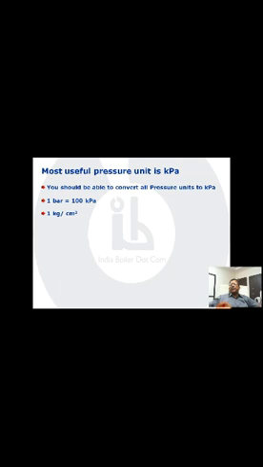We know that multiplying it with 0.981 is going to give me bar. And if I get 1 bar, then multiplied by 100 will give me kilopascal. So 1 kg per centimeter square will be 1 into 0.981 into 100 kilopascal. If I take mmHg, how do I convert into bar? I've just shown you earlier, which you have to remember afterwards, that 750 millimeter of Hg is 1 bar. So this divided by 750 will give me bar, multiplied by 100 will give me kilopascal.